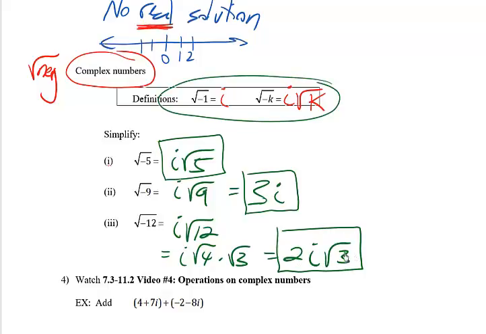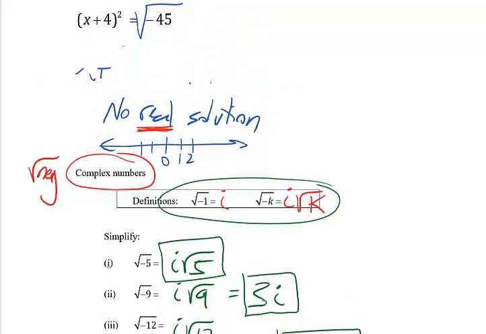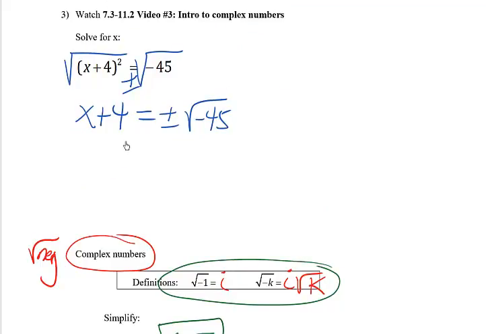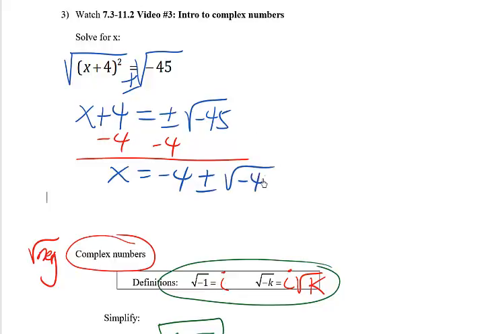Well, let's go back up to the equation. Now that I have these complex numbers, I can continue to solve this equation. I have a little bit of algebra that I need to do. I need to subtract 4 from both sides. And that gives me x equals negative 4 plus or minus the square root of negative 45. And then I can simplify this square root using what we just learned. I would get that i would come out because of the negative sign on the inside. And then the square root of 45 would be left inside.